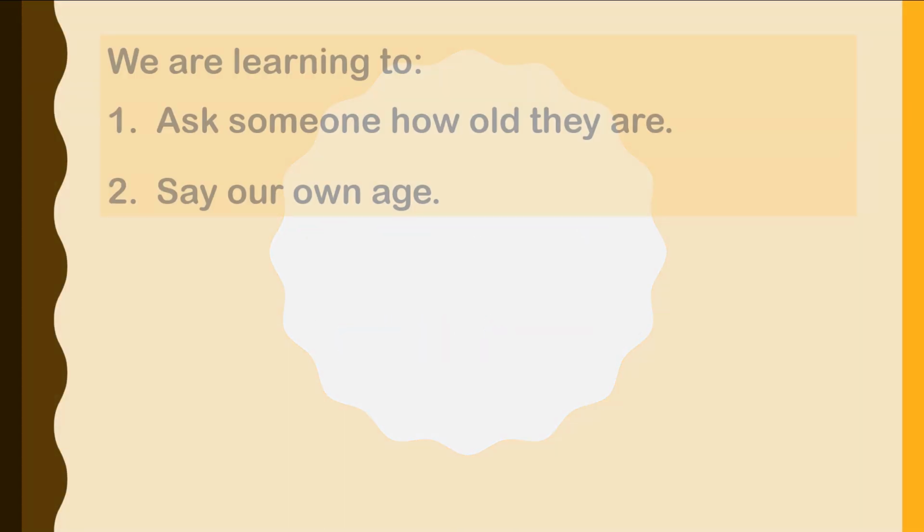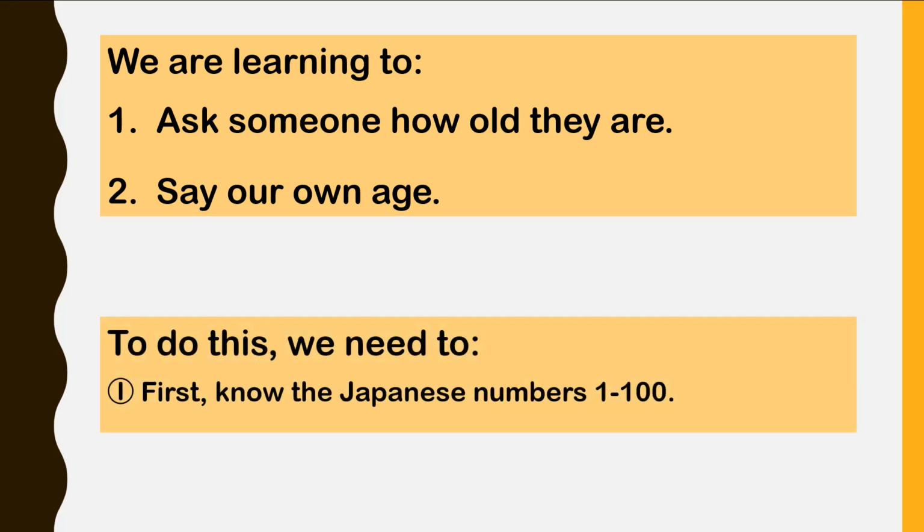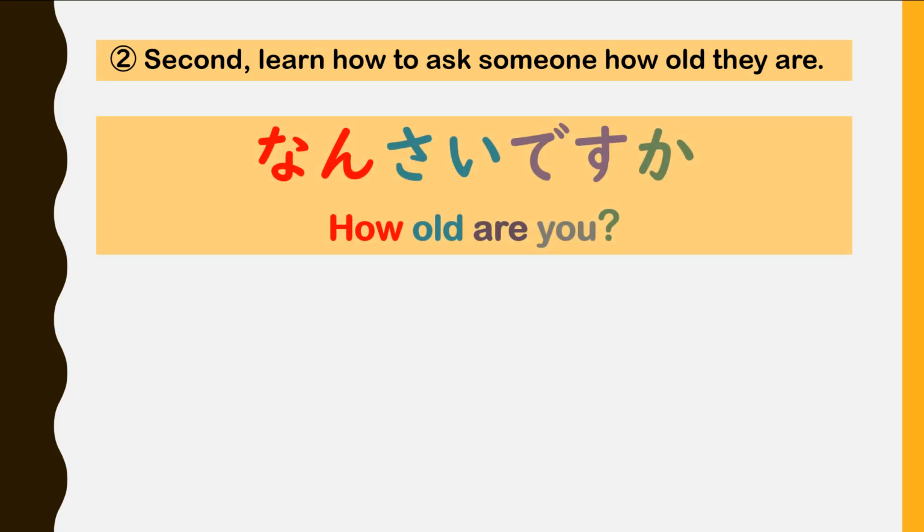In the video, we learn how to ask someone how old they are and how to say our own age. To do this, you will first need to have learnt the numbers. Assuming you know your numbers in Japanese, we can now learn how to ask someone how old they are. 何歳ですか? Let's break this sentence down and see what each part means.